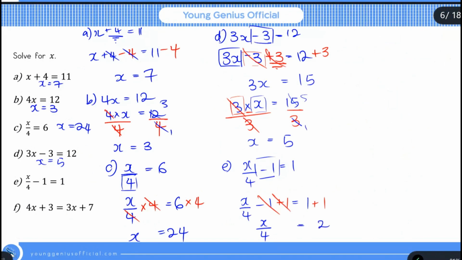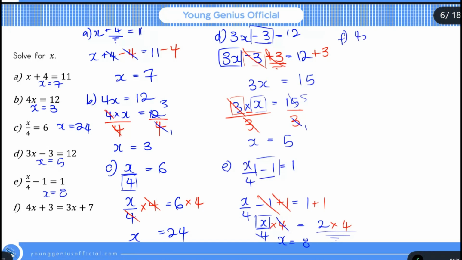And we'll simply multiply by 4 on both sides. Firstly, to get rid of the 4 on this side, so we have only x. And to keep the equation equal, we do the same thing on the opposite side. So x is equal to 8. Nice. Right, final one.